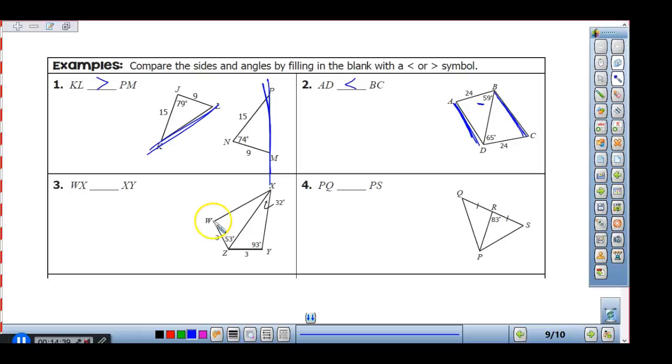Okay. Here we're looking at WX and XY. WX is across from 53. XY is across from 52. Okay, so 93 plus 32 gives us 125. So 180 minus 125 gives me 55. So WX is less than.